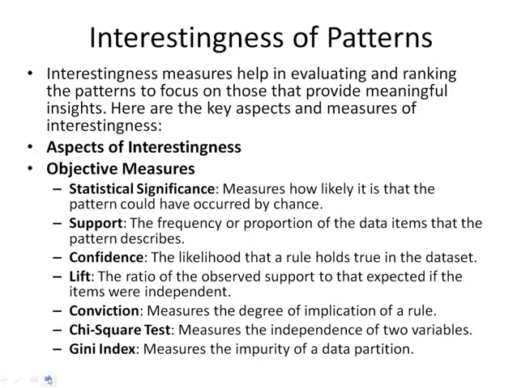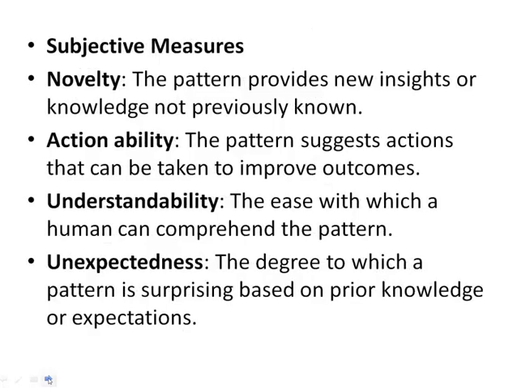You can measure how likely it is that a pattern could have occurred by chance. Support is the frequency or proportion of the data in which the item pattern occurs. Confidence is the likelihood that the rule holds true in the data set. Lift is the ratio of the observed support to that expected if the items were independent. Conviction measures the degree of implication of a rule. The chi-square test measures the independence of two variables, and the Gini index measures the impurity of the data partitions.